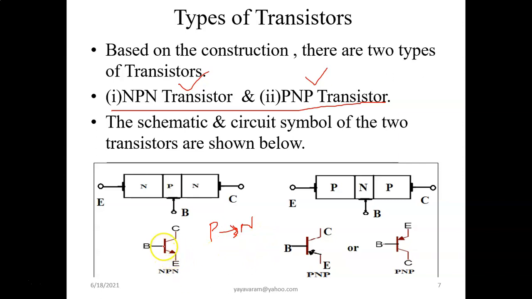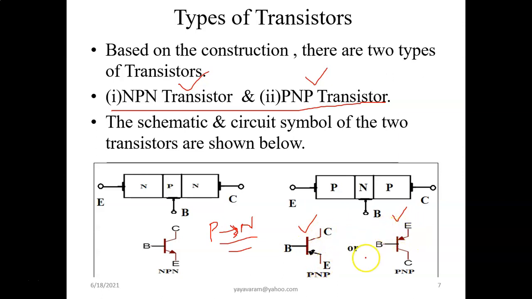So if it is P to N, it should be NPN only, because there is no PPN transistor, common sense. Some people generally say when the arrow mark is downside, it is NPN, and when the arrow mark is upside, it is PNP, always P to N. There is no PNN transistor. You cannot expect that. That's why you can blindly say PNP.